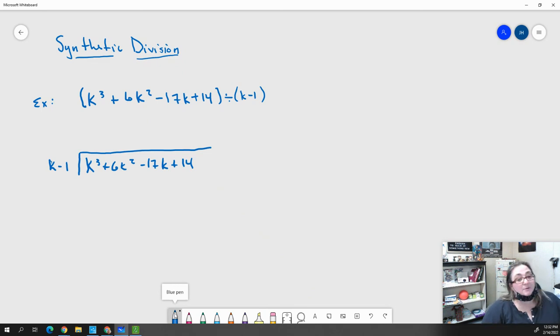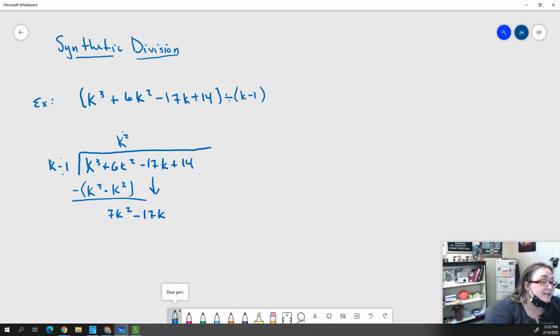I go, well, what can I multiply k times to get k cubed? And we go, oh, k squared. And then we go k squared times k gives us k cubed. We go k squared times negative 1 gives us negative k squared. And we put that in parentheses and we'd subtract the whole thing. K cubed minus k cubed is 0. 6k squared minus a minus k, that's like saying plus, will give us 7k squared. And then we would drop this down and we'd start all over again, right? I'll see the whole problem through, just to refresh your memory in terms of long division.